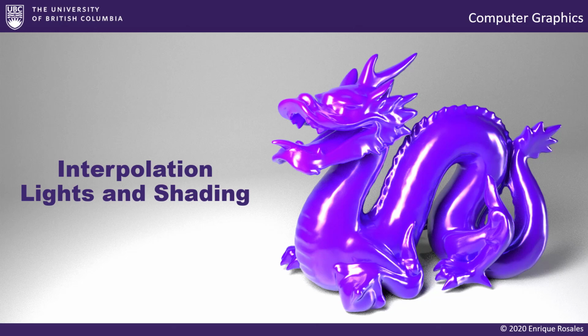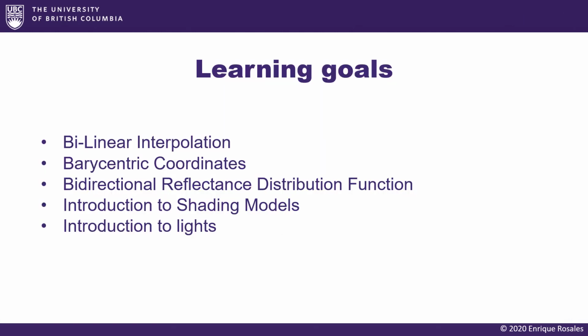So the learning goals for today are to talk about bilinear interpolation and barycentric coordinates, which are basically two different ways to interpolate the data that comes from the vertex shader, right? And we will start talking about lighting.